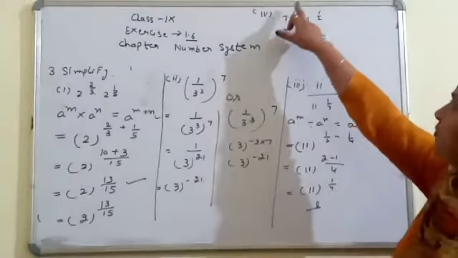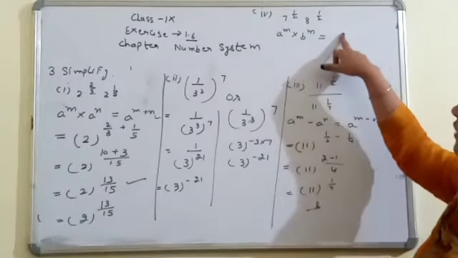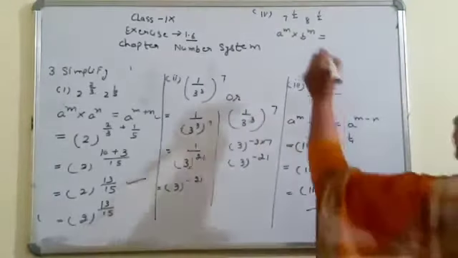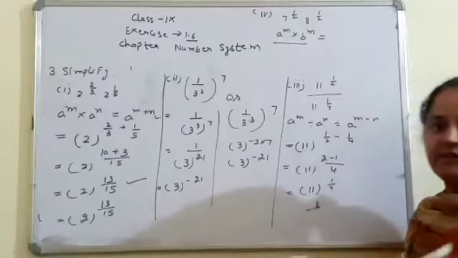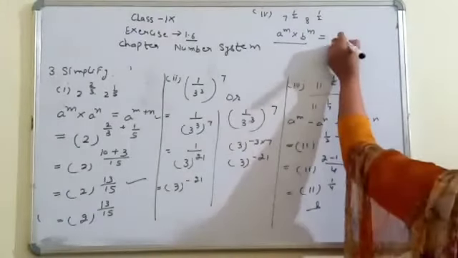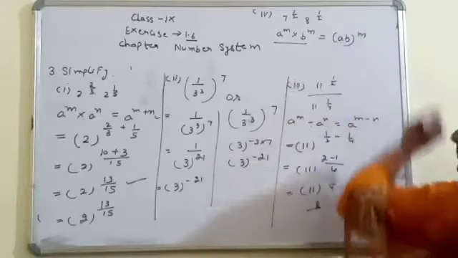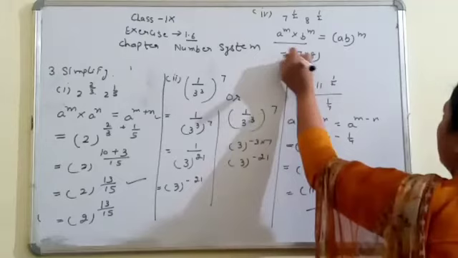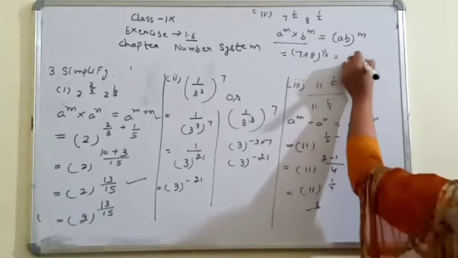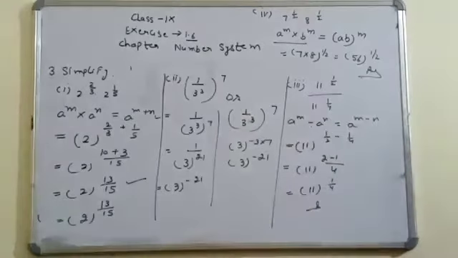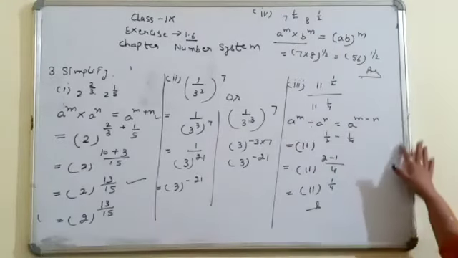Both 7 raised to power 1 by 2, 8 raised to power 1 by 2. It means a power m, b power m. And we know it very well: when bases are different and powers are same, then we will multiply the bases. So result becomes ab power m. So 7 into 8 power 1 by 2, 56 raised to power 1 by 2. This is the answer for the fourth part. Hope it's clear to you.